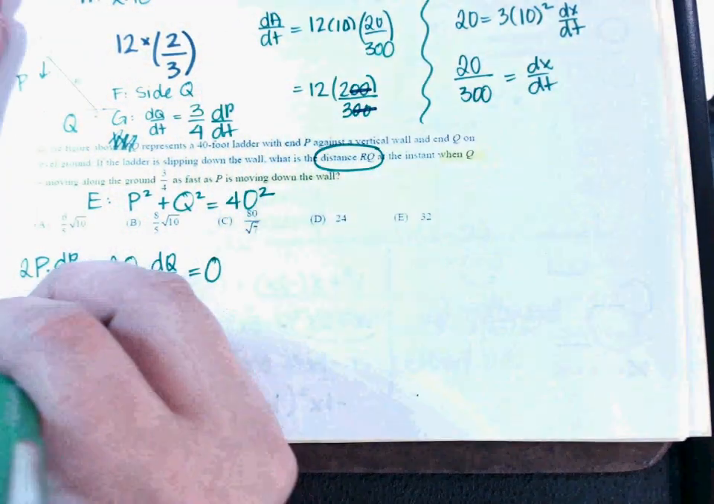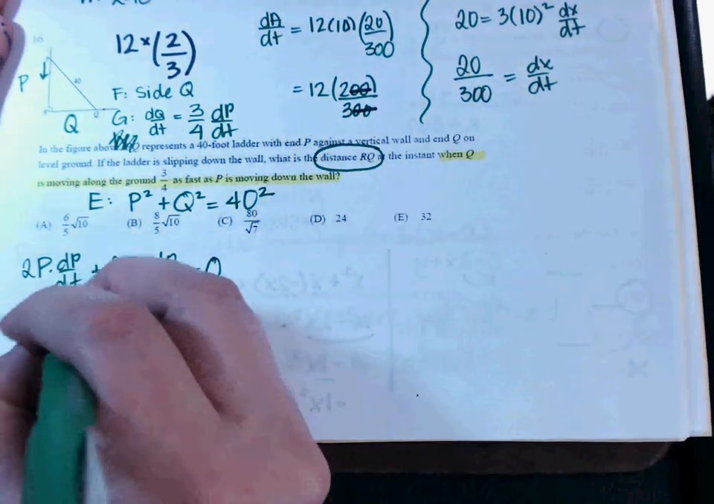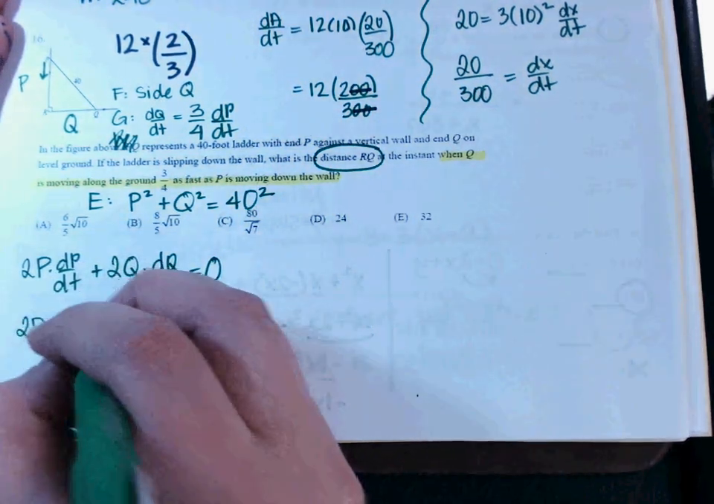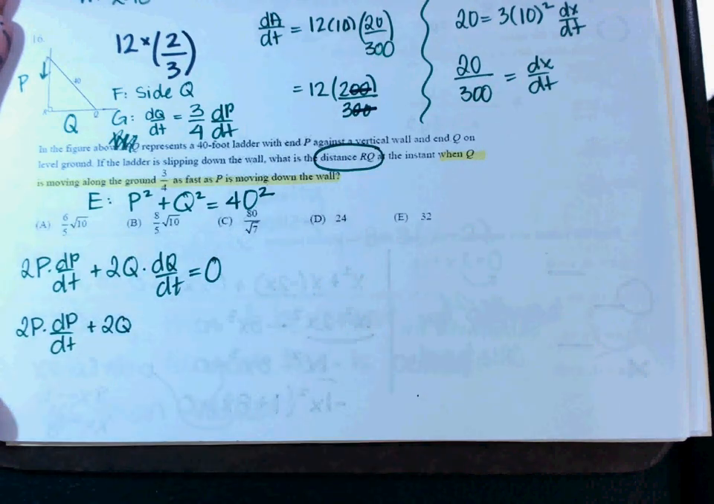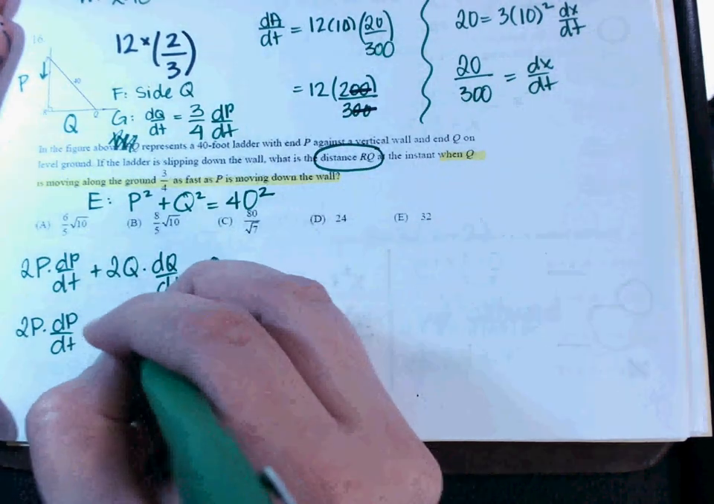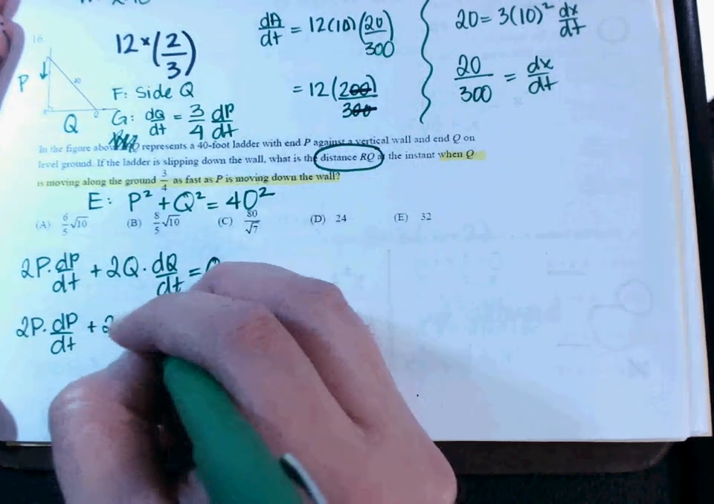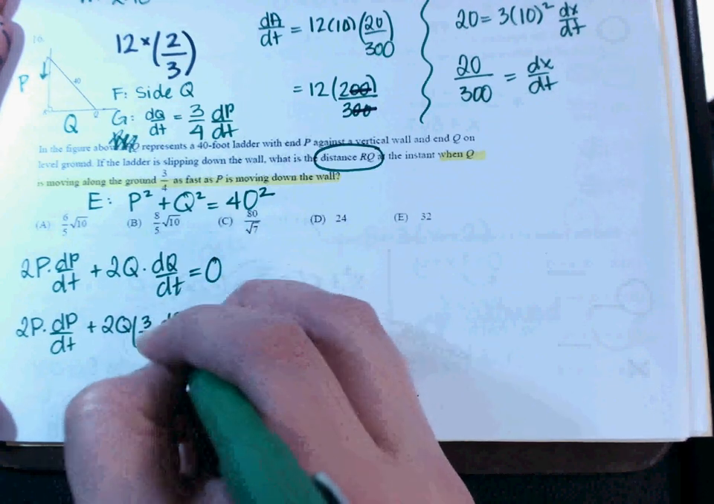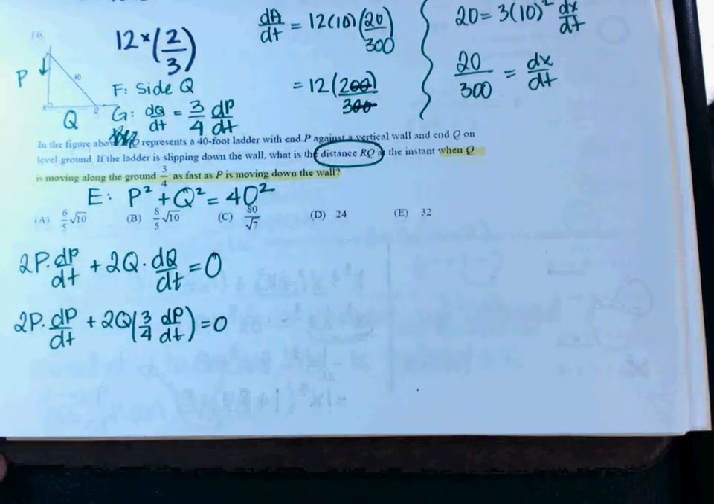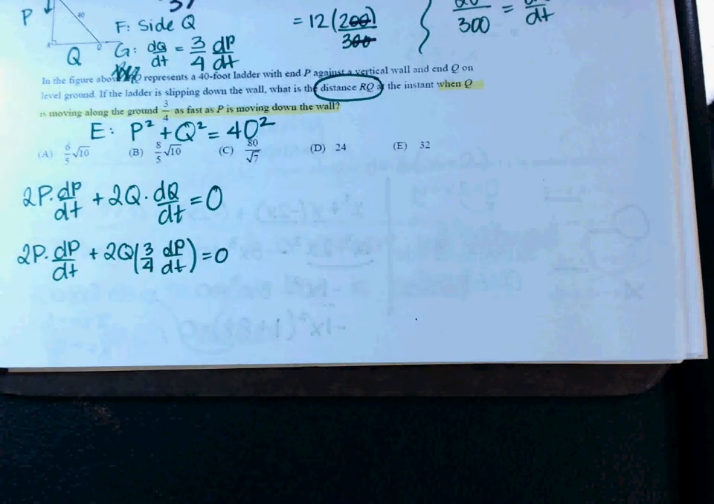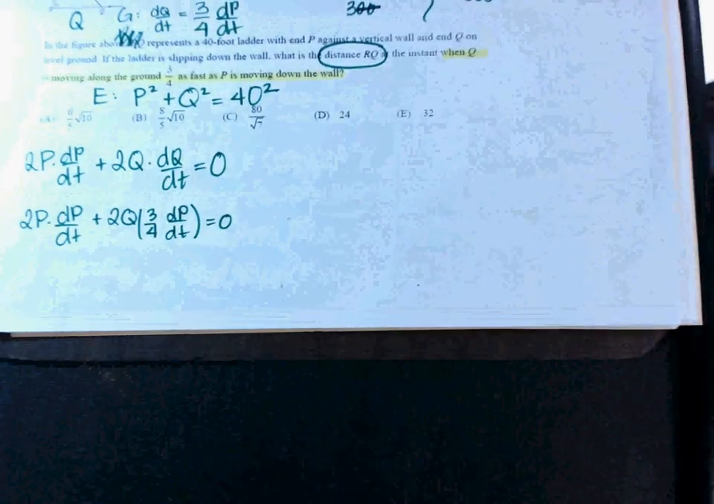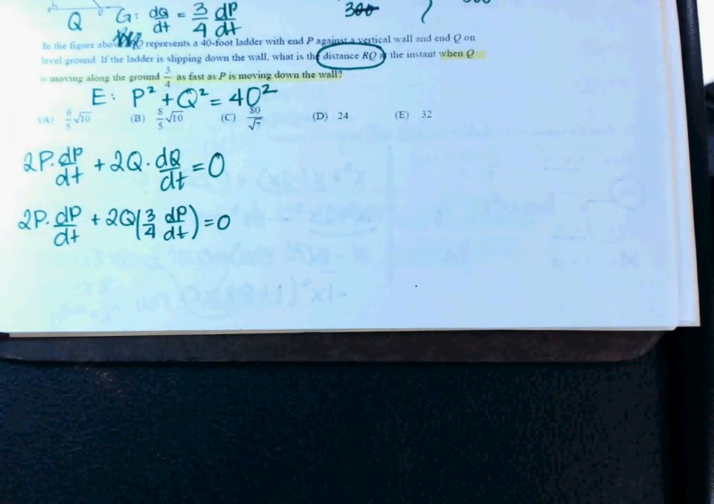3/4 dp/dt. So I have 2p dp/dt, 2q, and then when I get to dq/dt, I'm plugging in 3/4 dp/dt. Yeah? Any questions so far? Okay, then I look at it and I'm like, well, I don't know P, I don't know Q. Which one am I supposed to be finding? Q. So we're going to handle that in a second.